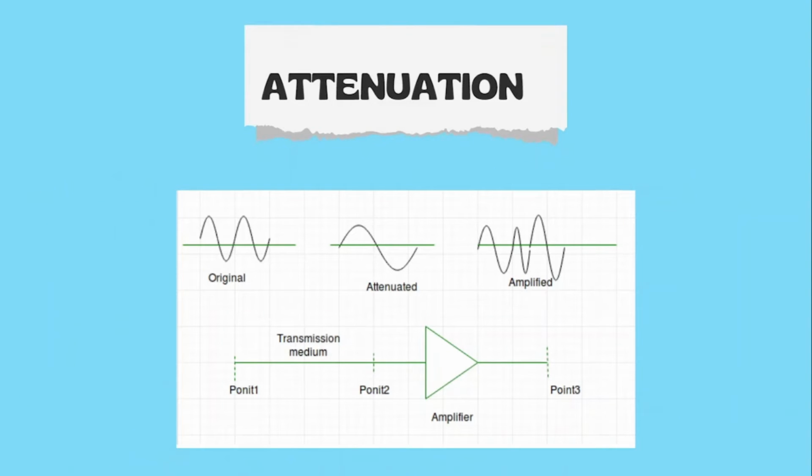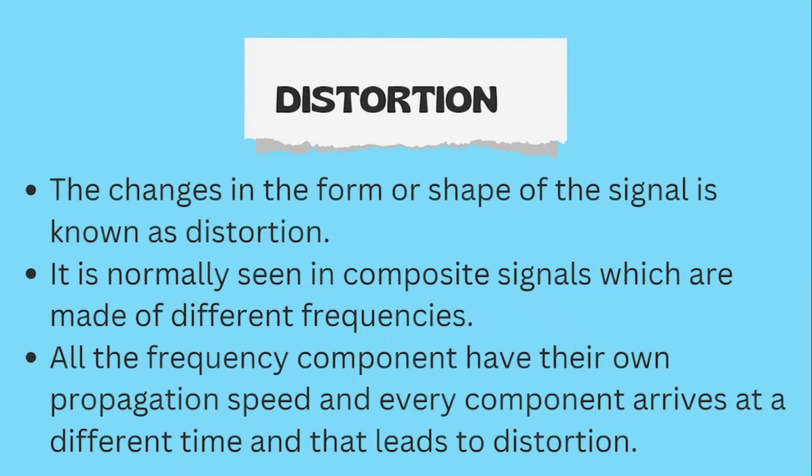This is the diagram of the original signal, then the attenuated, and then the amplified signal. After amplification, it comes to its original form. So this was the first main cause of transmission impairment. Now we are going to move to the second cause, namely distortion.